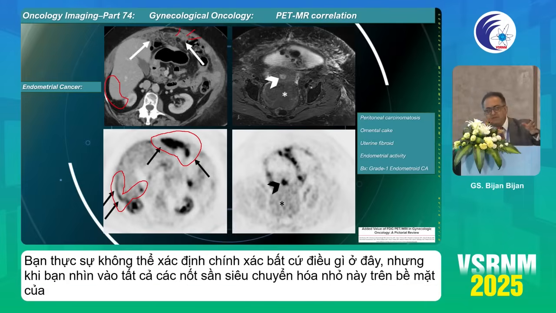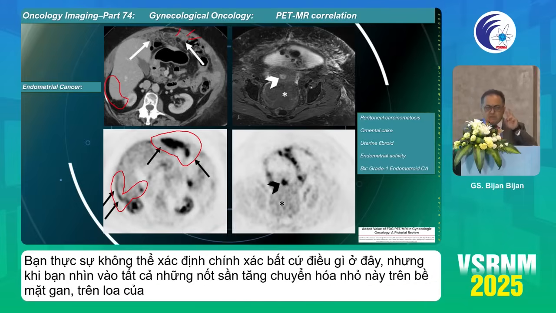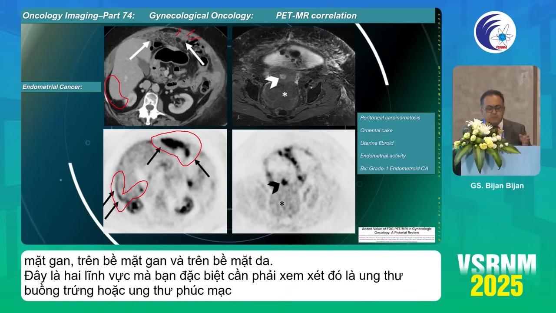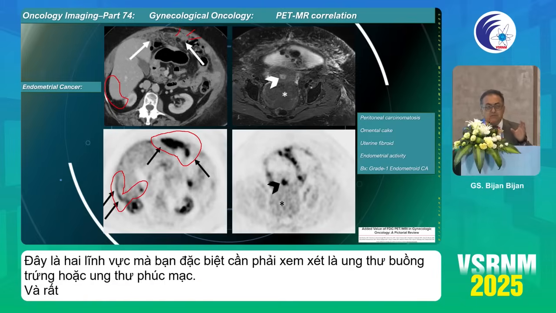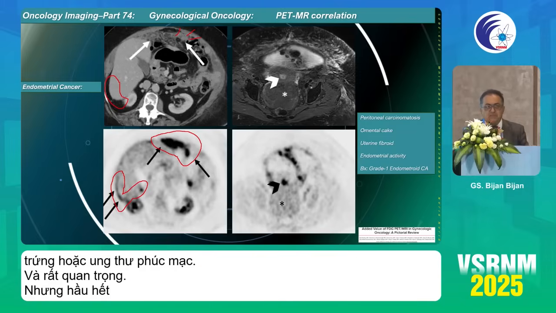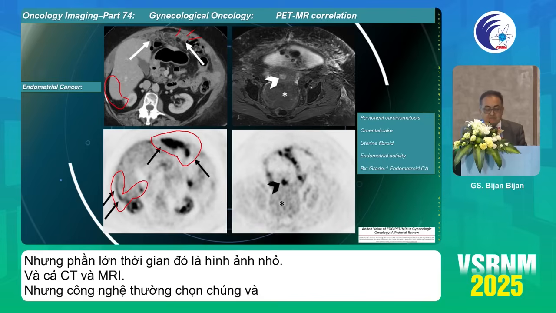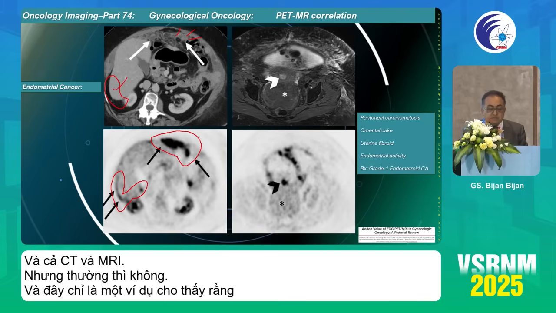Over the surface of the liver and over the surface of the spleen, these are the two areas that you specifically need to look into in patients with ovarian cancer or peritoneal carcinomatosis. And it's very important, but most of the time, if they're small, we miss them on the CT and on MR. But PET usually picks them up, and this is just an example signifying that the CT was negative and then PET was positive.